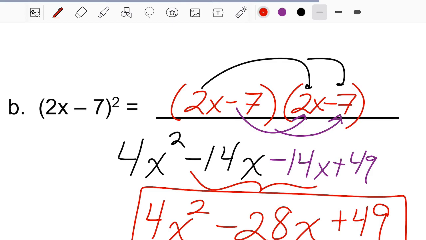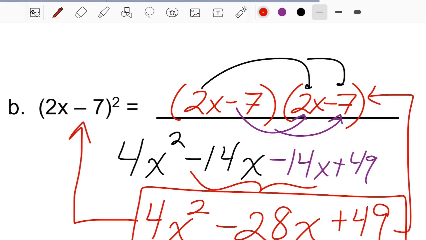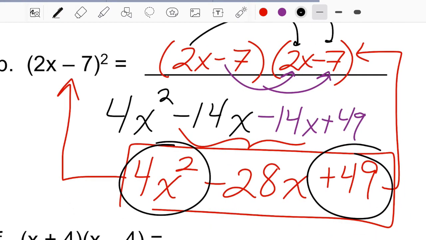Now here's the thing. Do we realize that you can take this answer and you can turn it back into these factors? Well, you will notice that once you realize that 4x squared was perfect, 49 was perfect. Both of them came from interesting numbers. They came from 2x and 7. And you see how 2x and 7 can help us to end up with 28. In this problem, technically negative 28.